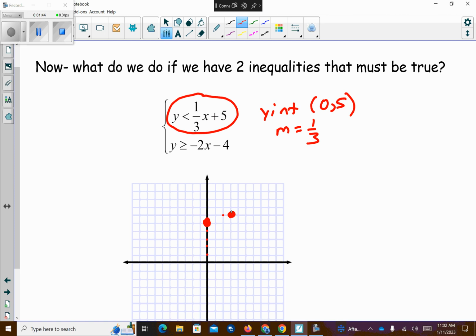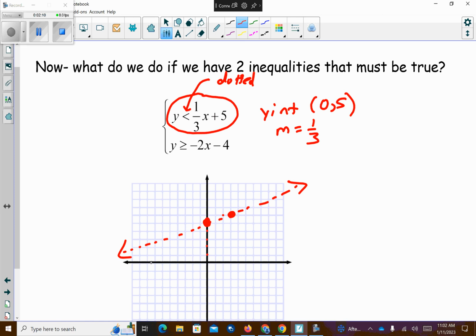Is it going to be solid or dotted line? Dotted. You're absolutely right. Why? Yeah. So because of this sign right here, this will make this line a dotted line. Okay? Do you feel okay about what we've done so far?